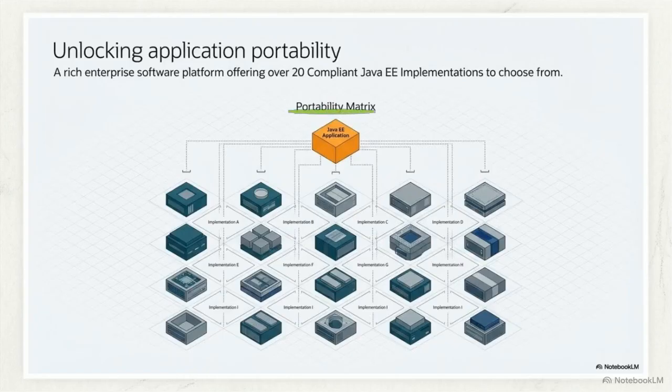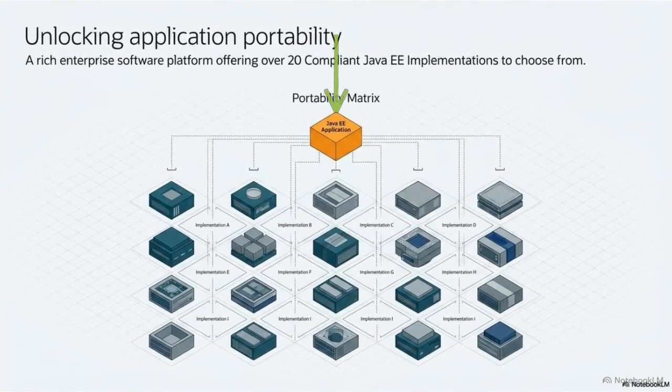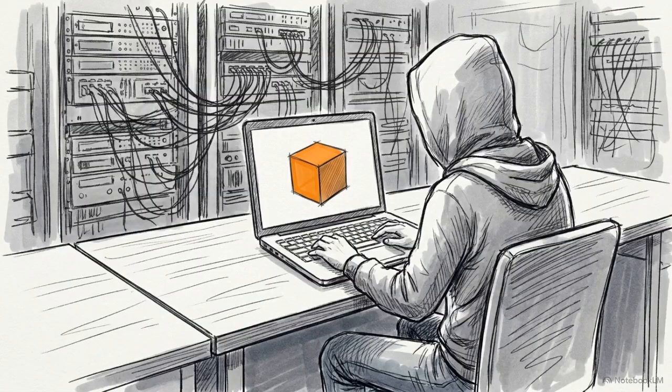This portability matrix illustrates the immediate benefit of that strict standard. A single Java EE application can be deployed seamlessly across over 20 different compliant implementations, like Glassfish or Tomcat, without rewriting the code. By hiding the network mechanics behind a standard interface, engineers can focus their time exclusively on solving business problems rather than rewiring servers.